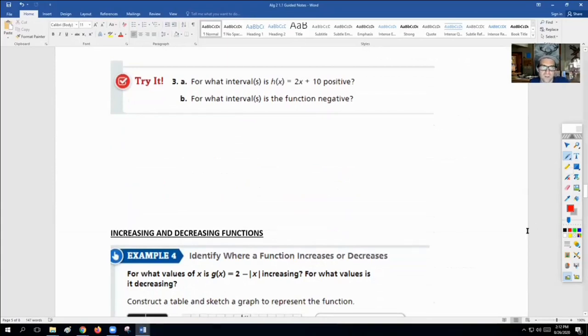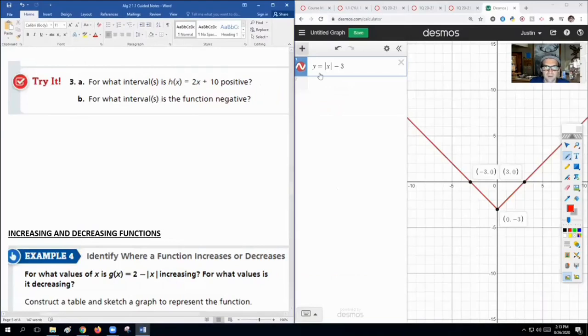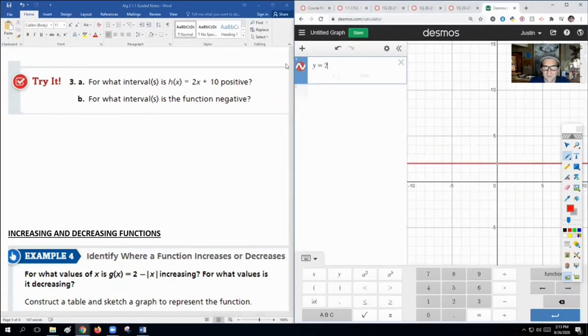Okay, so let's keep that concept going here as we move on. Let's look at the equation here. At h of x, let's just call that y. Y equals 2x plus 10. So where is it positive? Where is it negative? I think it'd probably be easier to graph this. So I'm going to take out Desmos. I think you guys can see that here. I'm just going to type in y equals 2x plus 10.